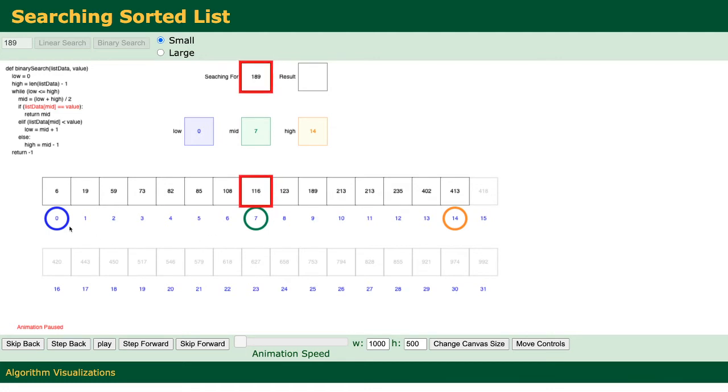In this case, we are going to increase the starting index. We're going to move the starting index to midpoint plus 1. Remember, always, if we want to move the starting index, it's going to be midpoint plus 1. If we want to move the ending index, it's going to be end index minus midpoint.